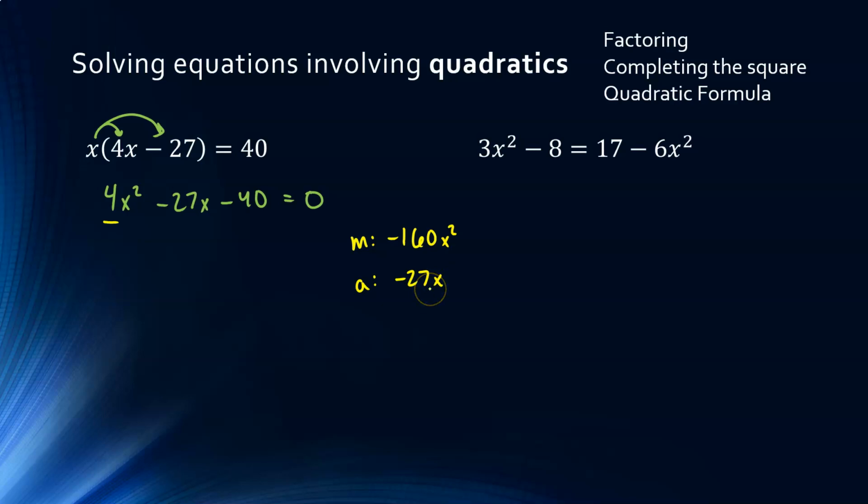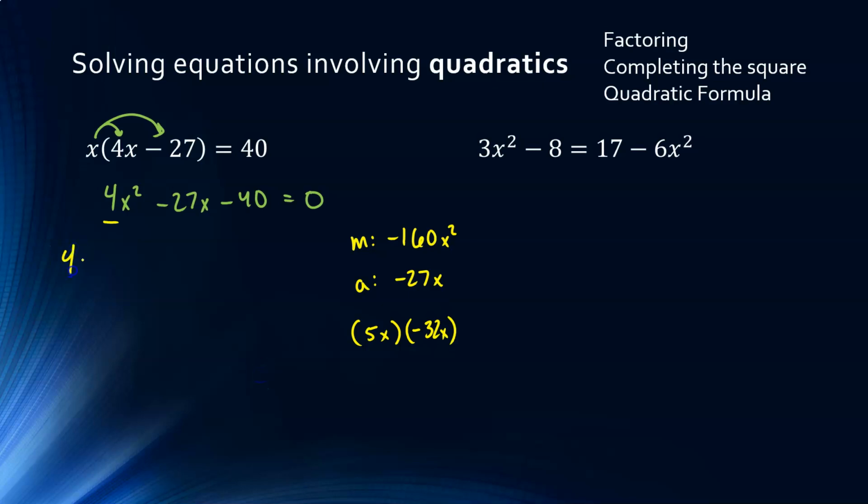The fact that they multiply together to be a negative means that one's going to be positive and one's going to be negative. And the fact that they add up to be a negative tells me that the bigger number is going to be the negative number. If you try different factors, I started out with 2 and 80, and then I did 4 and 40, but then I tried 5 and 32, and 5x minus 32x would end up being negative 27x. So those would be the two factors.